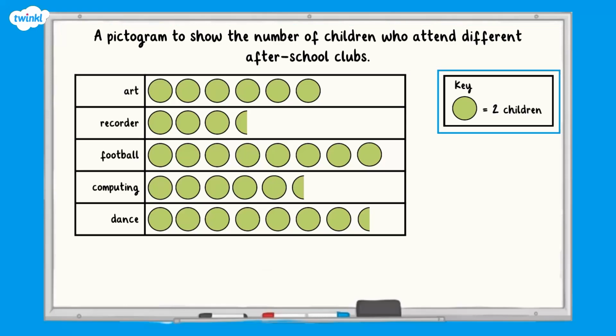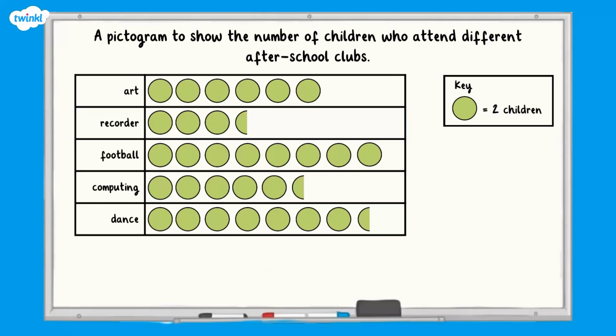If a whole circle represents 2 children, how many children do you think is represented by a half circle? That's right, half a circle represents 1 child, because half of 2 equals 1. The labels at the side tell us the categories in the pictogram. In this pictogram, the top row tells us how many children attend art club, the second row tells us how many children attend recorder club, and so on.